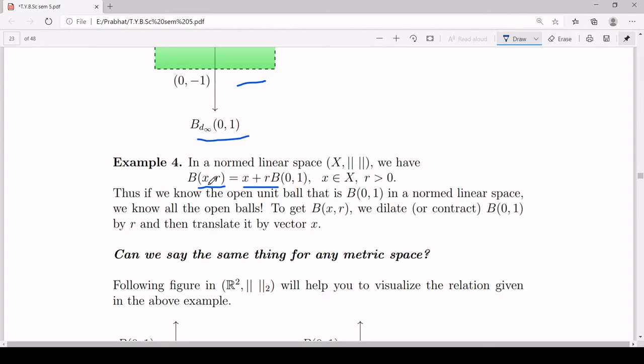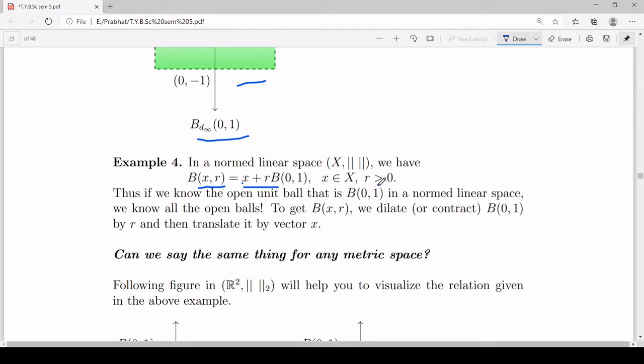B(x, r) is the open ball centered at x of radius r. B(0, 1) is the open ball centered at 0 with radius 1. So what you do is multiply each point inside this open unit ball by r. If you multiply every point inside B(0, 1) by r, you get B(0, r). And when you translate it by x, you get B(x, r). Now, r is greater than 0.